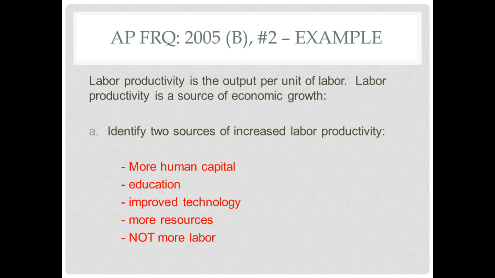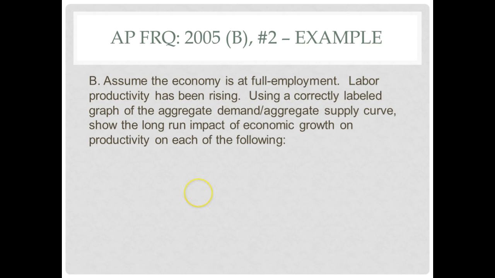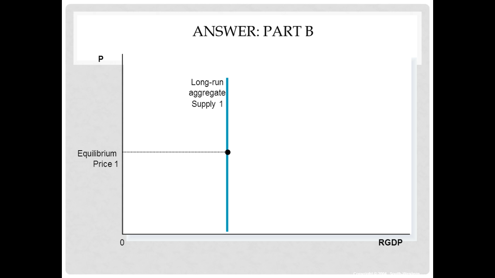Okay, let's move on to part B. Part B says, assume the economy is at full employment. Labor productivity has been rising. Using a correctly labeled graph of the aggregate demand, aggregate supply curve, show the long run impact of economic growth on productivity on each of the following. And it mentions that we have to do real output and the price level. So really what we're looking for here is a graph, right? We're going to be using an aggregate demand, aggregate supply graph to show how labor productivity increases have affected economic growth. And here we go.